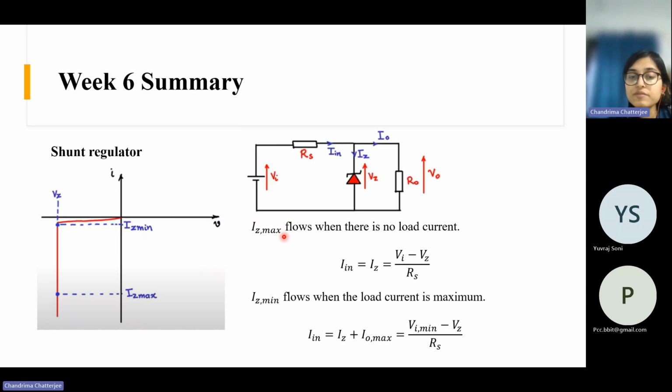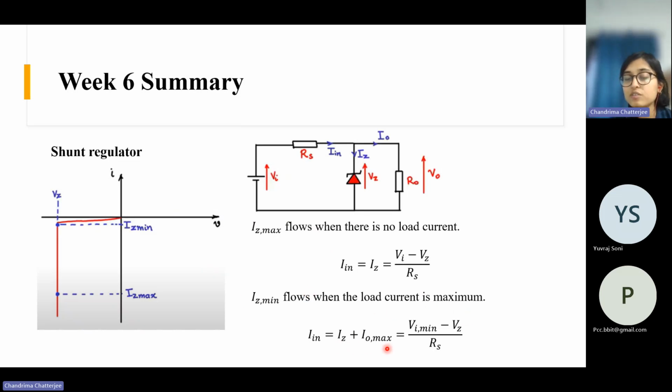And we need to define the maximum and minimum current through the Zener diode. So suppose no load current is flowing, these two points are open. At that point, we can say the current through the Zener diode will be maximum. And what is that current? That current is Vi minus Vz by Rs. Okay. Then the input current is equal to the Zener current because there is no current flowing through the load. And the minimum current is when the load current is maximum.